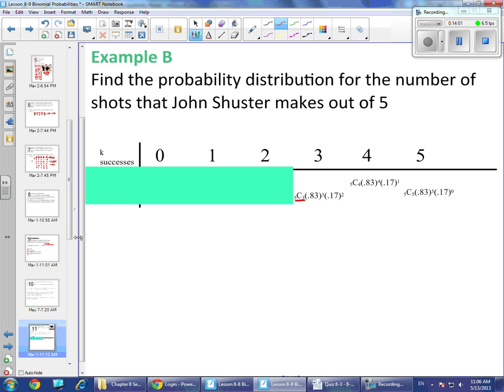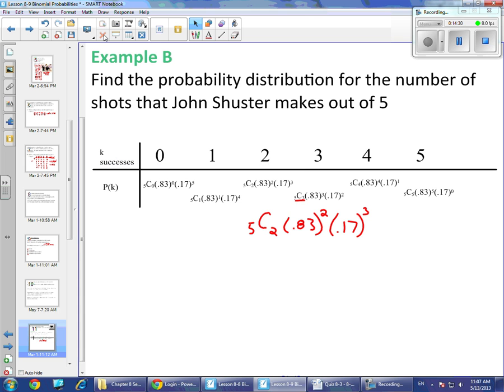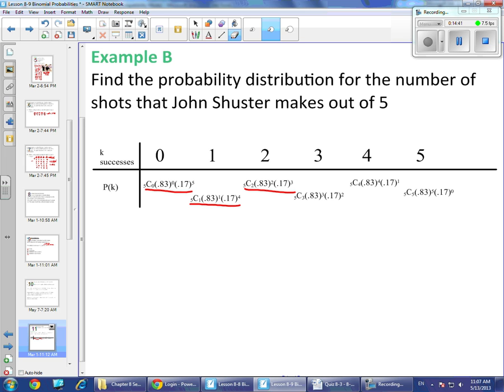Okay, now if I want to figure out the probability that I'll make 2 out of 5, I can do this a little easier now. I'm going to start off with the combination rather than listing out all of those X's and O's. So I'm going to go 5C2. Your probability of success is again 0.83. I'm going to have 2 successes because he's making 2 shots. And he's missing 3. So I'm going to take 0.17 raised to the third. Okay. So I can do that for 2, I can do that for 1, and I can do that for 0. We'll practice this more in just a second. But this is what's called a binomial probability distribution.